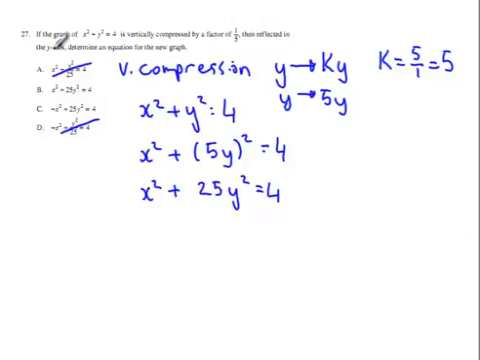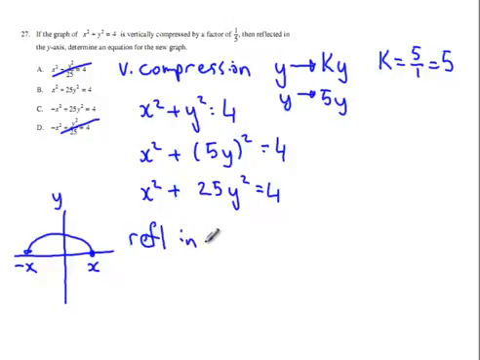Now we're going to reflect in the y-axis. Sometimes we get a little confused, so let's think about reflecting in the y-axis. Here's our y-axis. Reflecting in the y-axis means going from a point over here, for example, to over here. In order to accomplish that, we're going to have to take x and turn it into negative x. So a reflection in the y-axis involves turning x into negative x.